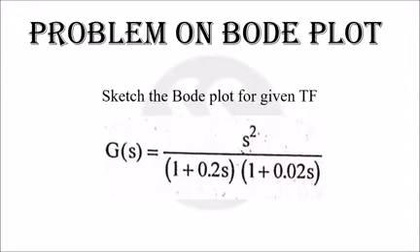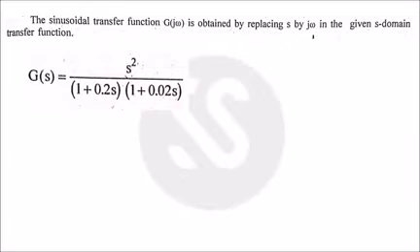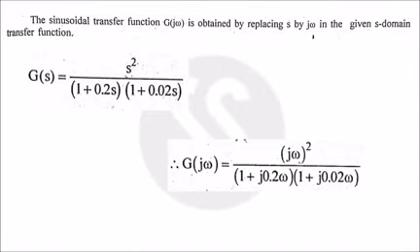So don't be confused if it is given in some other form; you have to convert it into the form 1 plus something s. That is the best form for your understanding. The sinusoidal transfer function, G(j omega), is obtained by replacing s by j omega, as you know. When you replace s by j omega, we get (j omega) squared divided by (1 plus 0.2 j omega) times (1 plus 0.02 j omega).